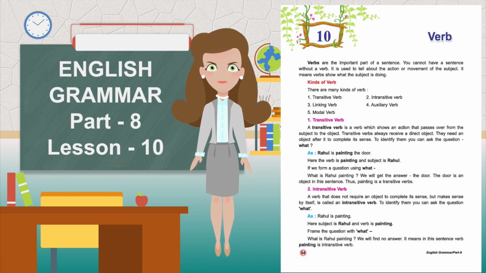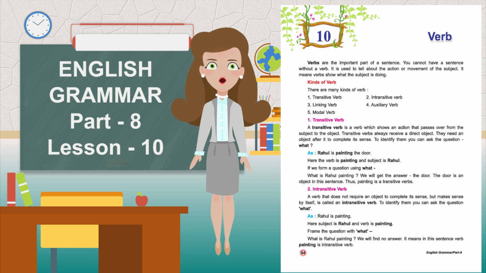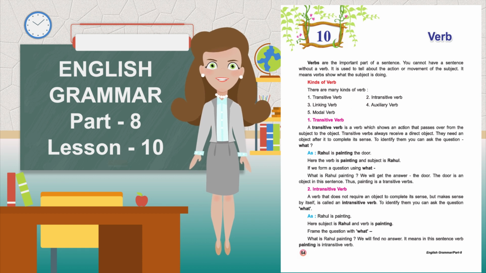First, transitive verb. A transitive verb is a verb which shows an action that passes over from the subject to the object. Transitive verbs always receive a direct object. They need an object after it to complete its sense. To identify them, you can ask the question, what?